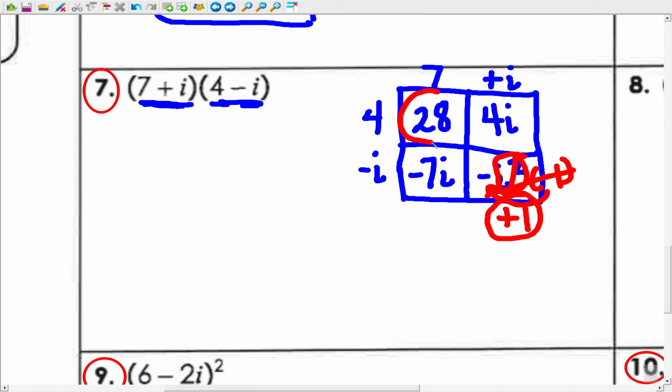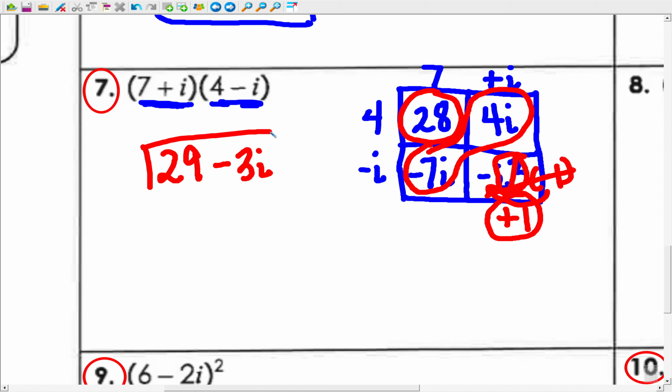Well, that means I have a like term up here with a positive 28. Remember in our answer, I wanted the real number first, so I'm going to write that down first, which is 29. And these here are my like terms that I want to get together. So that means I have negative 7i and a positive 4i, which is a negative 3i. No, you do not do anything to the variables. You just subtract the coefficients and you're done.